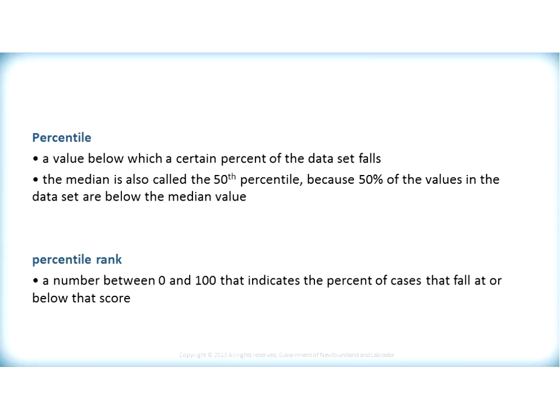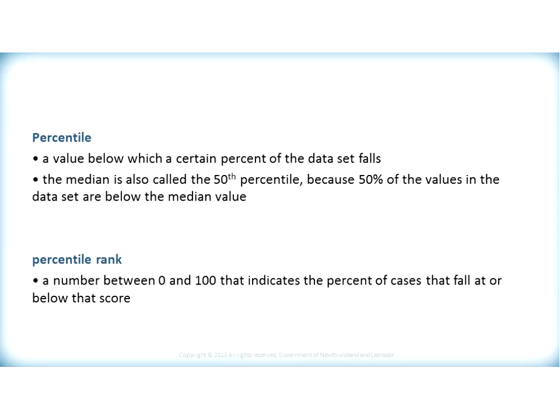So what is a percentile? A percentile is a value below which a certain percent of the data set falls. So for instance, if we're at the 30th percentile, 30% of the data in a given set would be less than whatever that value is.